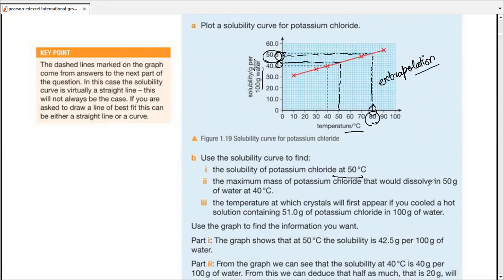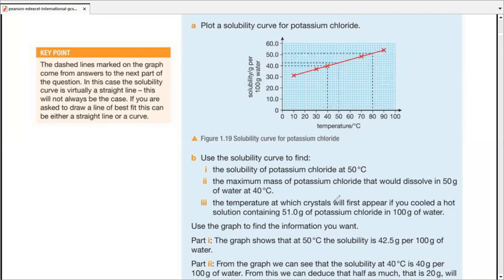Then the maximum mass of potassium chloride that will dissolve in 50 grams of water at 40 degrees centigrade. What if we have half of the value of water and the value for 40, right? What about that? And moving on, the temperature at which crystals will appear if you cool a hot solution containing 51 grams of potassium chloride in 100 grams of water, right? So now you need to understand the temperature at which the crystals will appear if you cool a hot solution containing 51 grams. So the 51 is probably this value at 80 degrees centigrade. So if you brought it down from 80 to 0, maybe this can happen, right?